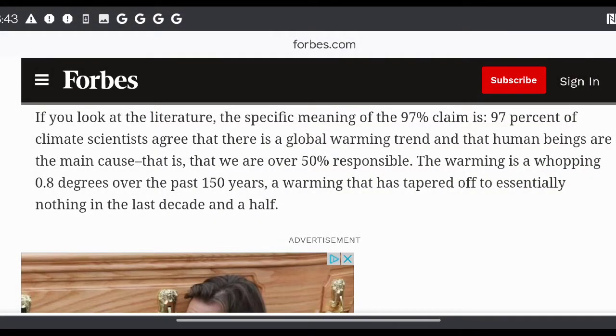If you look at the literature, the specific meaning of the 97 claim is 97% of scientists, climate scientists, agree that there is a global warming trend and that human beings are the main cause. That is, that we are over 50% responsible. The warming is a whopping 0.8 degrees over the past 150 years, a warming that has tapered off to essentially nothing in the last decade and a half. This is, I just want to say, Epstein's opinions here. They're not necessarily mine. I would believe this guy, though, just to add that caveat.